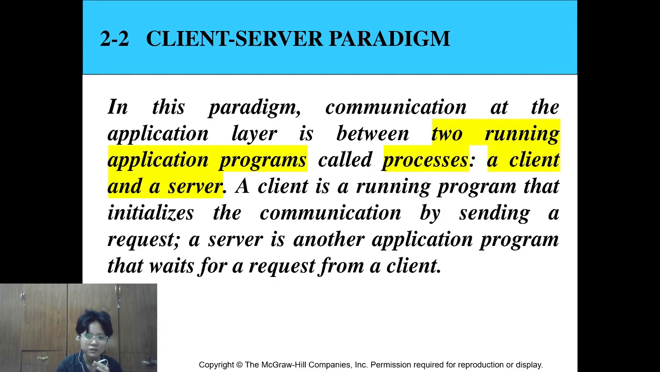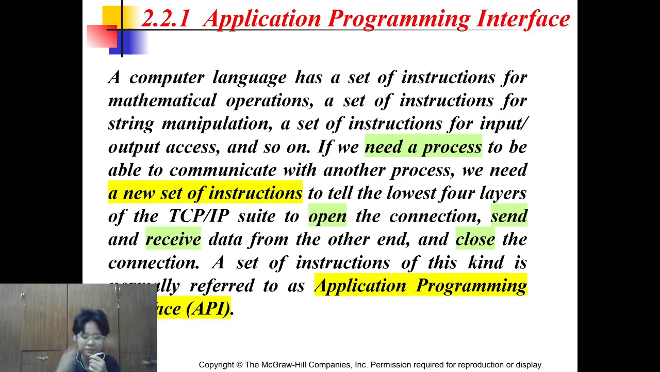About the client-server paradigm. In this paradigm, communication at the application layer is between two running application programs called processes, a client and a server. A client is a running program that initiates the communication by sending a request. A server is another application program that waits for a request from a client.